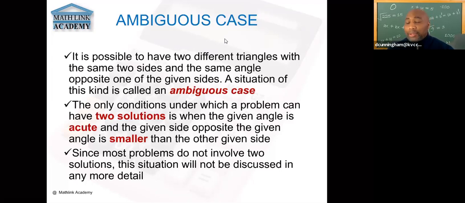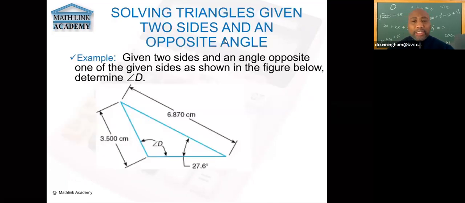So I want to look at a problem. This will be our last problem. Just pay attention and see how we use this ambiguous case to solve our problem. Let's draw this on our whiteboard and then solve this particular problem. We're given two sides in this case and an angle opposite one of the given sides, as shown in the figure below, and we want to determine angle D. Go ahead and draw this and see how you can do it first, possibly using the law of sines. Let's see what answer we get and how this ambiguous case comes into play with this particular problem.